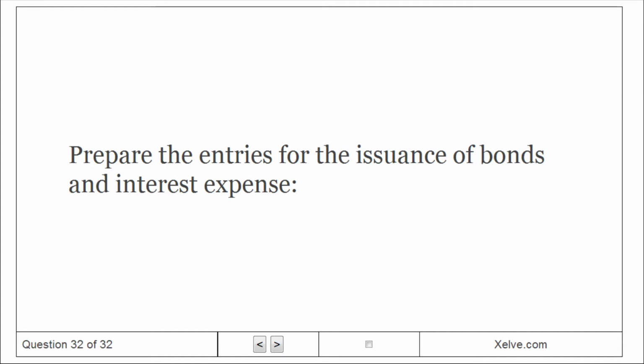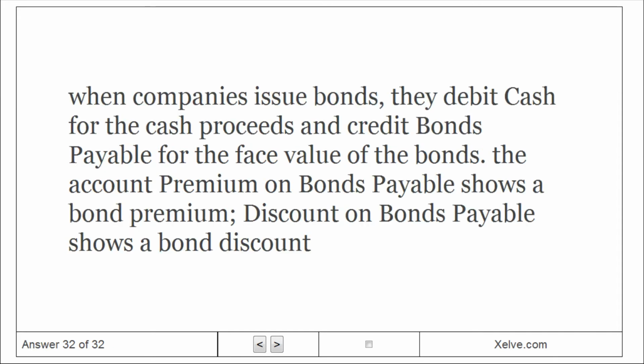Prepare the entries for the issuance of bonds and interest expense. When companies issue bonds, they debit cash for the cash proceeds and credit bonds payable for the face value of the bonds. The account premium on bonds payable shows a bond premium. Discount on bonds payable shows a bond discount.